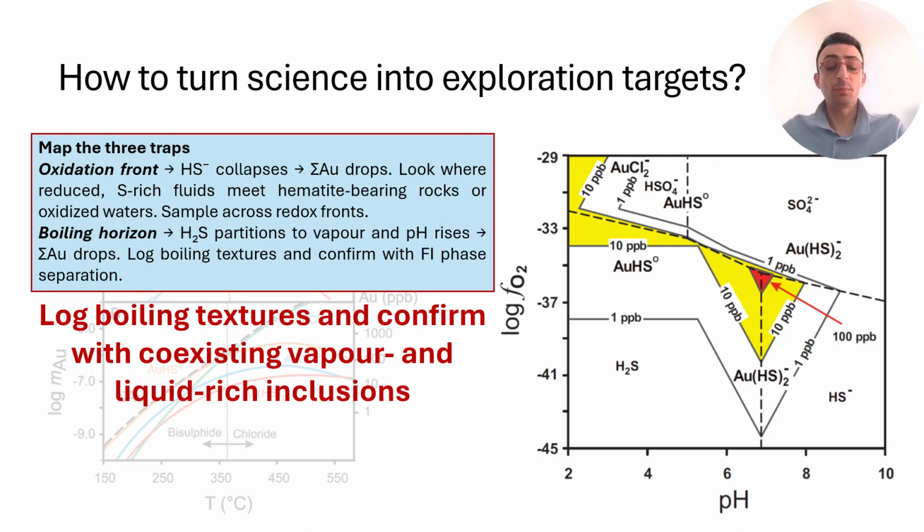Second is to map boiling horizons. Boiling strips hydrogen sulfide into vapor and raises pH, cutting solubility. We should log boiling textures like bladed calcite, quartz, or comb quartz, and confirm with coexisting vapor- and liquid-rich inclusions. I will have a complete video on the boiling texture soon.